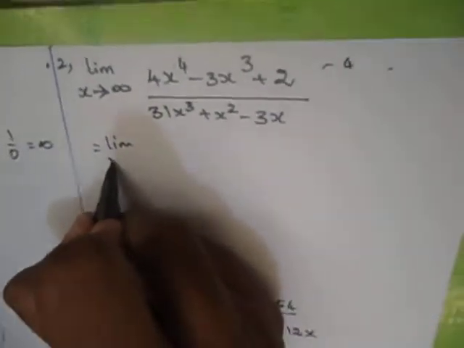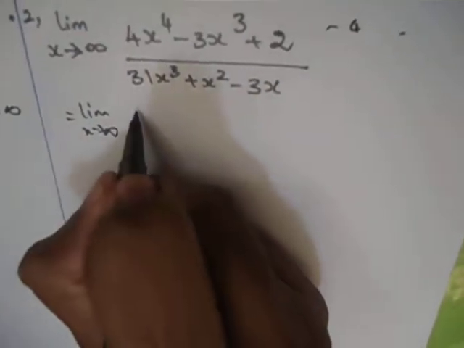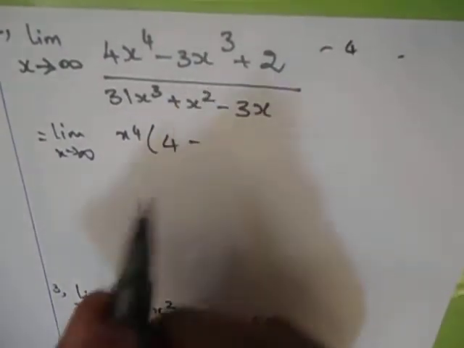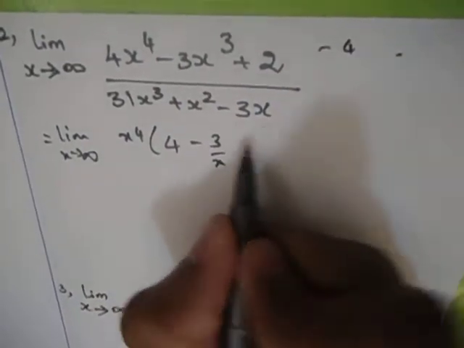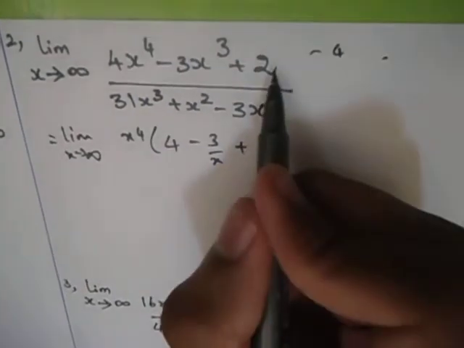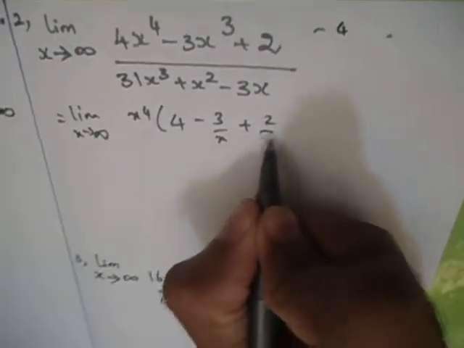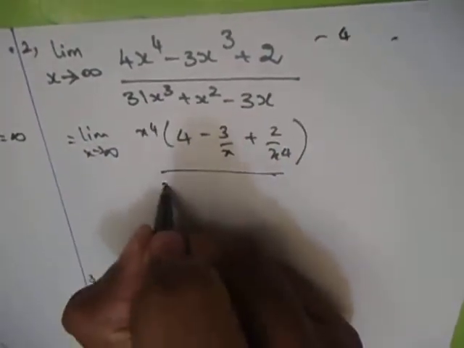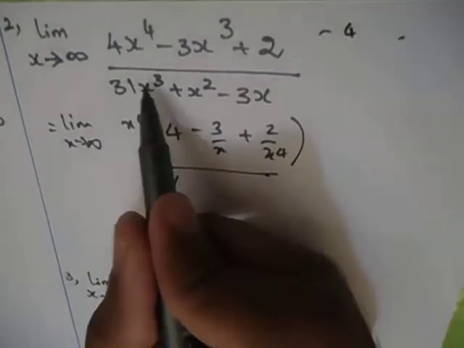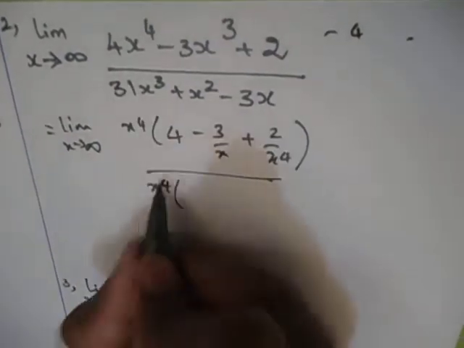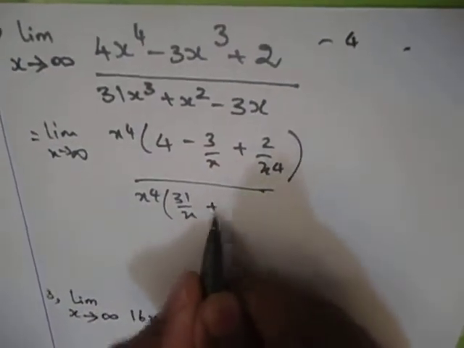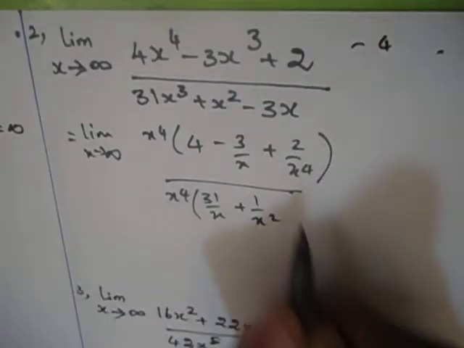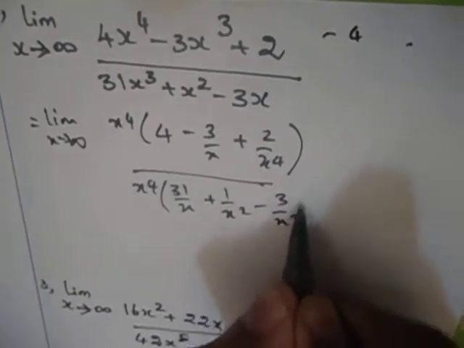This gives us limit x tends to infinity x power 4 into 4 minus, since this x cube will divide by x, plus, since this is 2, let's divide by x power 4. Here let's take x power 4 common, although the highest power is x power 3, and we'll divide 1 by x plus 1 by x squared minus 3 by x cubed.